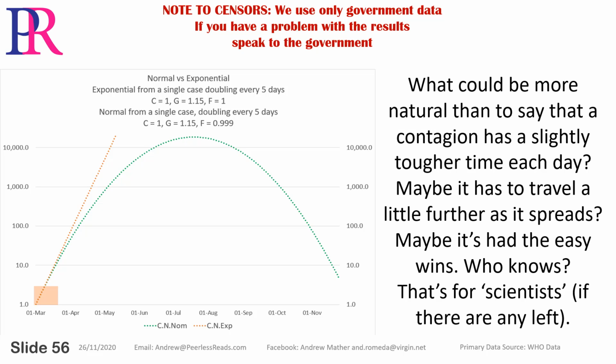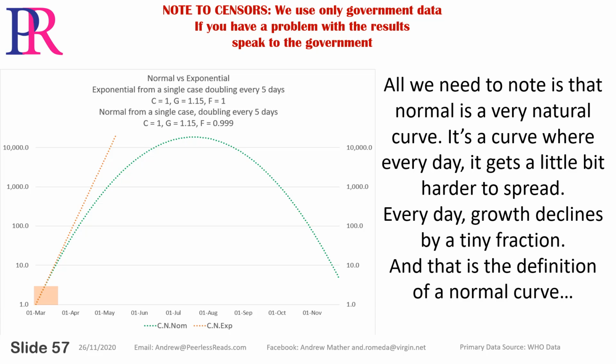What could be more natural than to say that a contagion has a slightly tougher time each day? Maybe it has to travel a little further as it spreads. Maybe it's had the easy wins. Who knows? That's for scientists, if there are any left. All we need to note is that normal is a very natural curve. It's a curve where every day it gets a little bit harder to spread. Every day growth declines by a tiny fraction, and that is the definition of a normal curve.